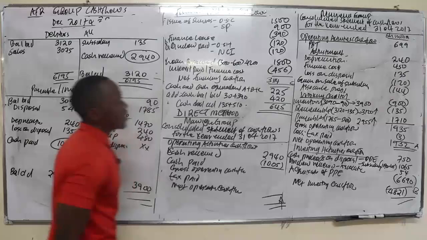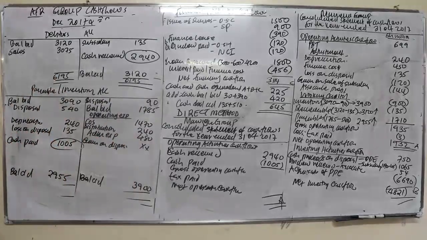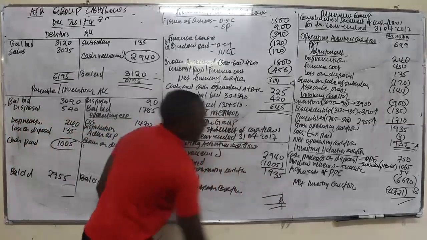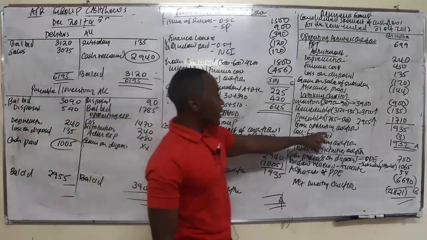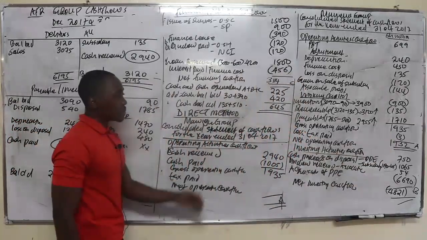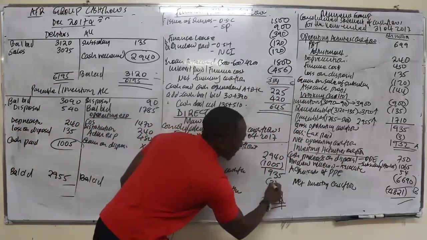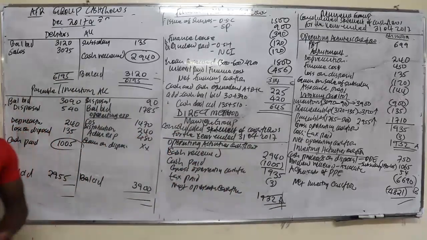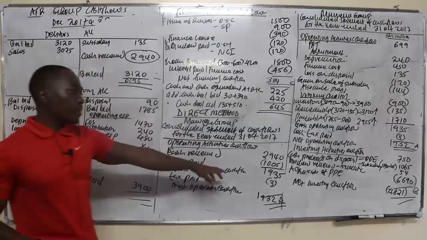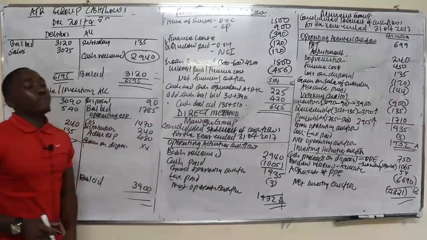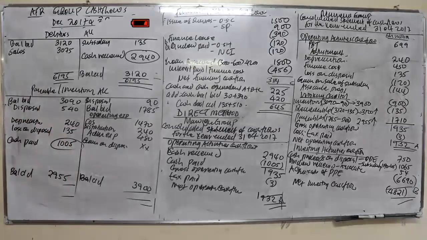So let's deduct that. 19.35. Is it the same as our gross operating cash flows? Yes, 19.35. Then you can deduct your tax paid of 3, and that's how you get 1930. Then from there you can just copy the investing activities as well as the financing activities. Are you okay now? Good.